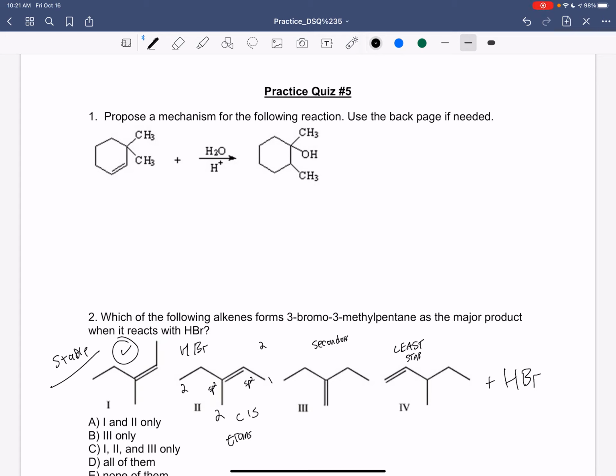All right, so we're going to give this first problem a try. It looks very scary, but we're going to try and simplify it a little bit and see what we can do. It's asking to propose a mechanism for the following reaction, and it's basically saying that this is our end product. How do we get to that point?